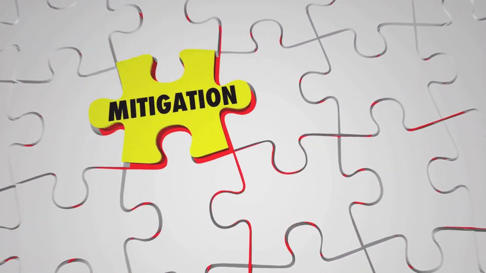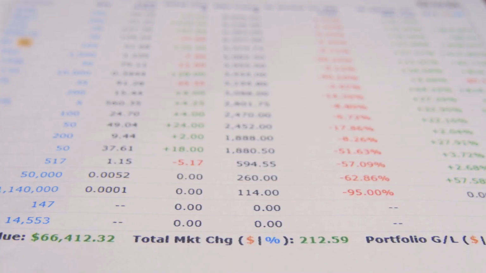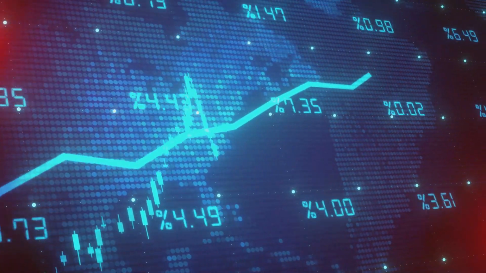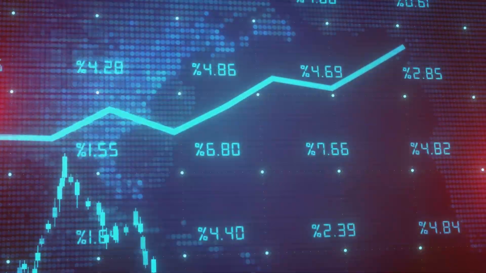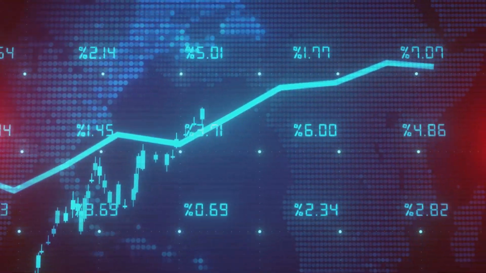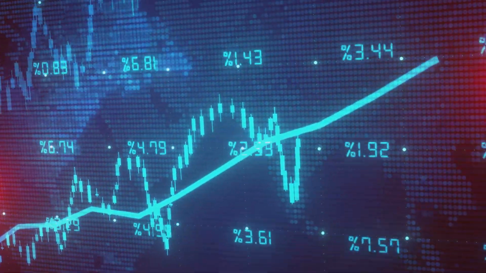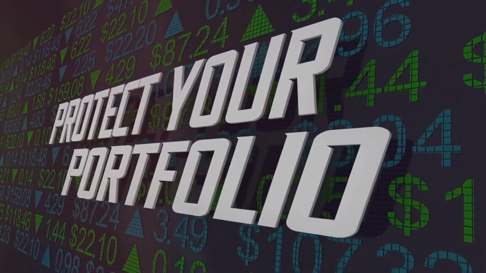Now let's talk about asset allocation, the sibling of diversification. This strategy involves dividing your investments among different asset classes based on your financial goals, risk tolerance, and investment horizon. In inflationary times, it might be prudent to allocate more towards assets that historically perform well during inflation, such as commodities or real estate. However, remember that the key is balance. Too much concentration in one area can expose you to volatility and risk.